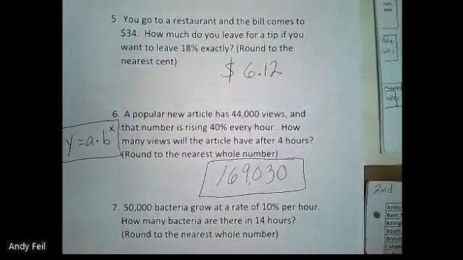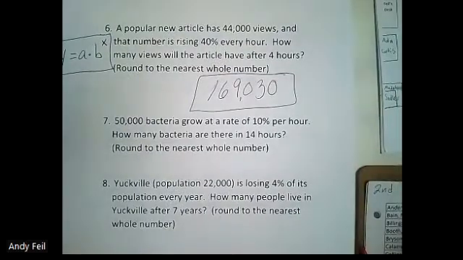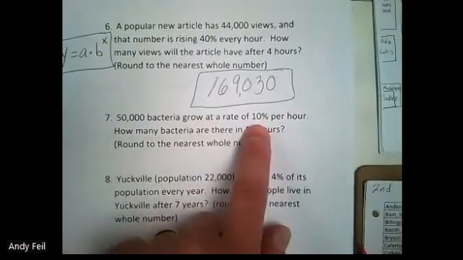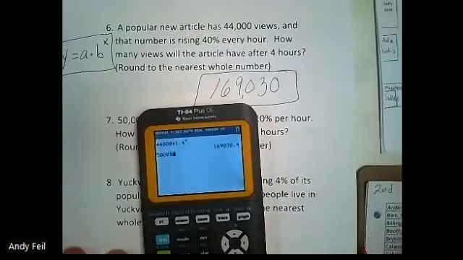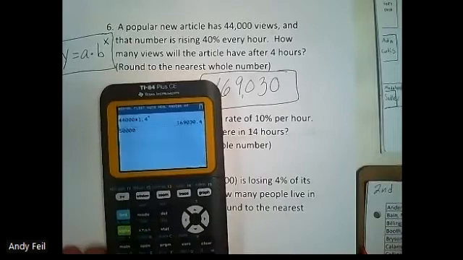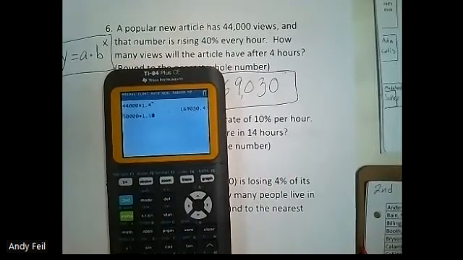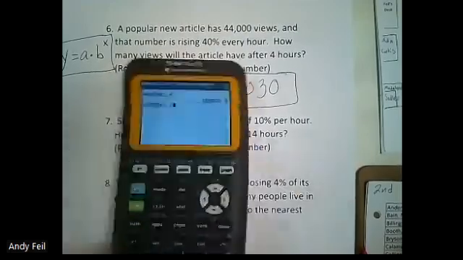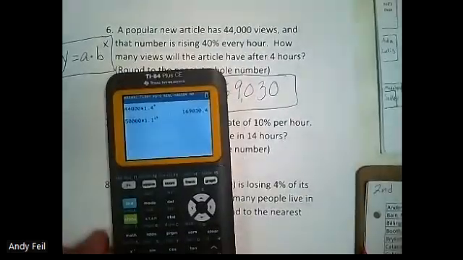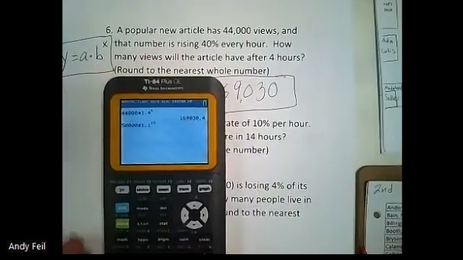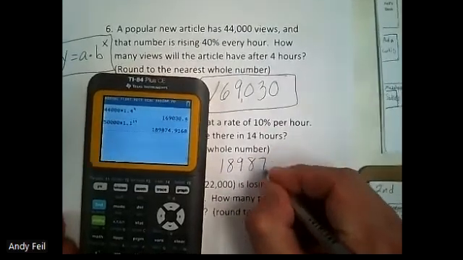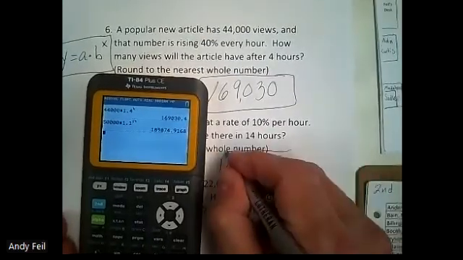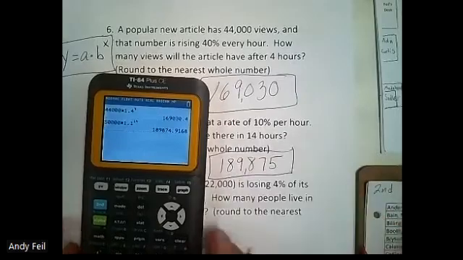Number 7, we have bacteria growing at a rate of 10% per hour. So I'm going to type in 50,000. And it's growing, so what do I type in? Times what? Excellent, 1.10 or 1.1. And we're raising that to the 14th power, and we're rounding off to the nearest bacteria, which is 1,898,705. Good, because the 9 says we're going to round that up.